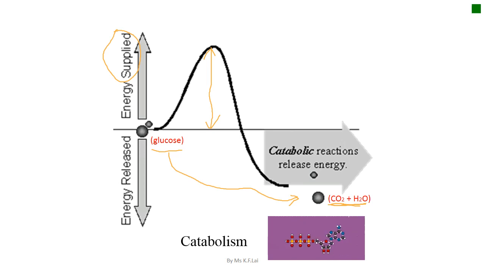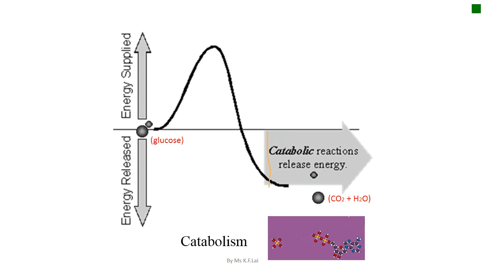As a revision, this is a catabolism because you break complex molecules into simple molecules. Note that energy is released from this reaction because glucose is of high energy level and the resulting products are of low energy level. 由高能變低能，所以能量係釋放出嚟嘅。In catabolism, energy is released.